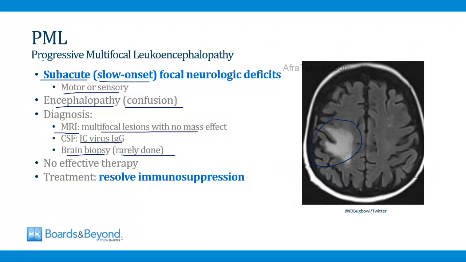And PML is a progressive disorder. That's why it has the word progressive in the name, and it will ultimately lead to worsening neurofunction unless you resolve the immunosuppression. There is no effective direct therapy. What you need to do is get patients to reconstitute their immune system, and then the PML will go away when the immune system is working.